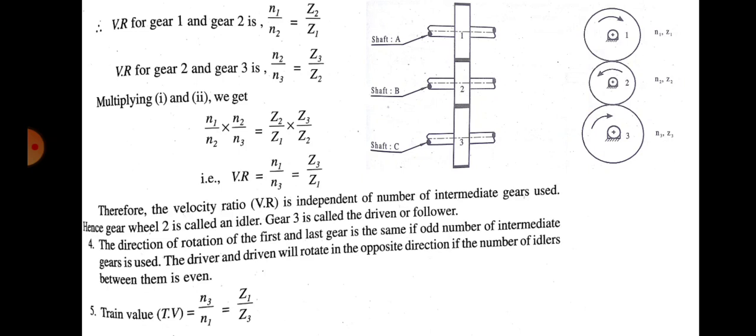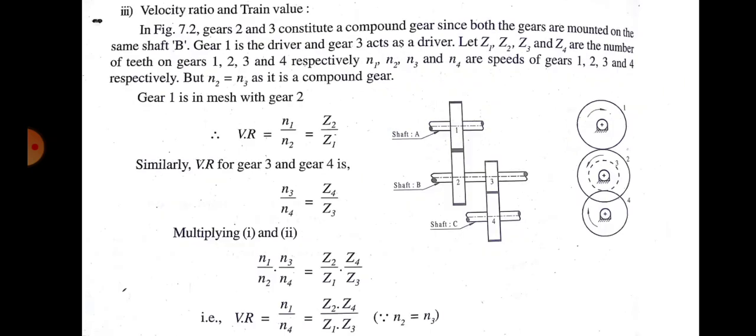And as I told you, train value is reciprocal of velocity ratio. Okay, so this is when we have 3 gears. The simple gear train, we have 3 gears. Now let us check for compound gear train. So this is what compound gear trains is.